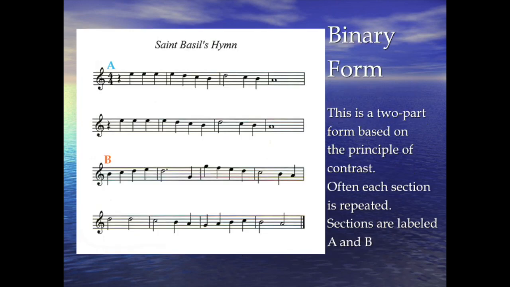Let's take a look at binary form. This is a two-part form based on the principle of contrast. Often each section is repeated. Sections are labeled A and B.